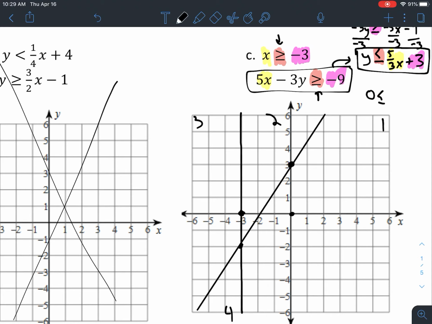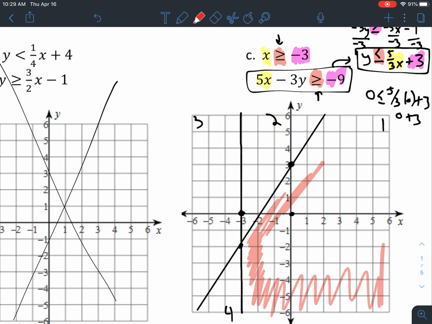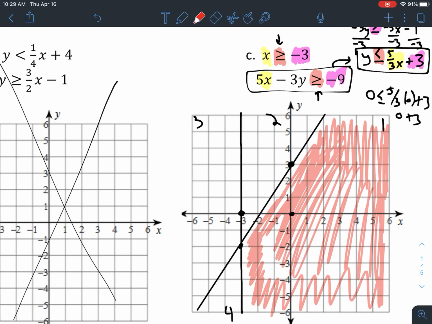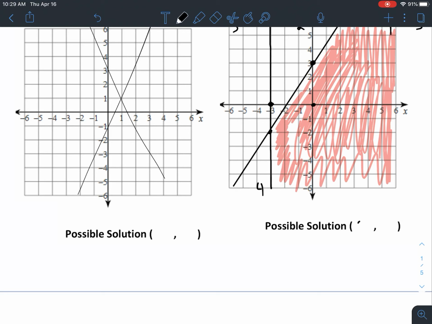Is y, 0, less than or equal to 5 over 3 times 0 plus 3? Any number times 0 gives you 0. We know 3 is greater than 0. We know that side works. So right away, we got lucky here, and the first thing we guessed works. It does not always work that way. Sometimes you have to do all 4 before you can find out a problem works. And that's all you would have to do. And then you write in the possible point of 0, 0 right here.